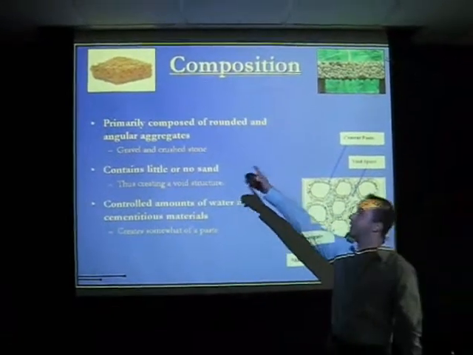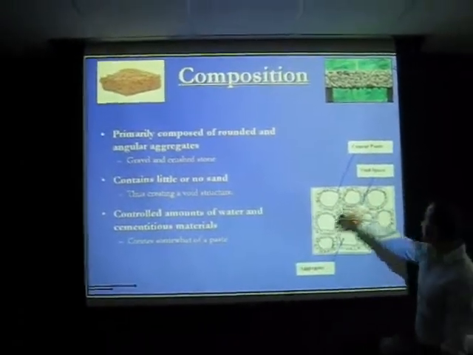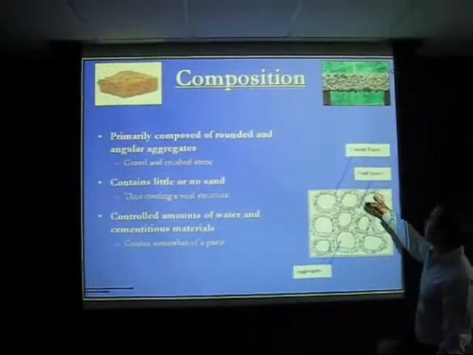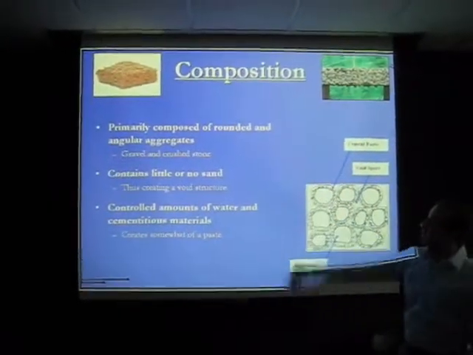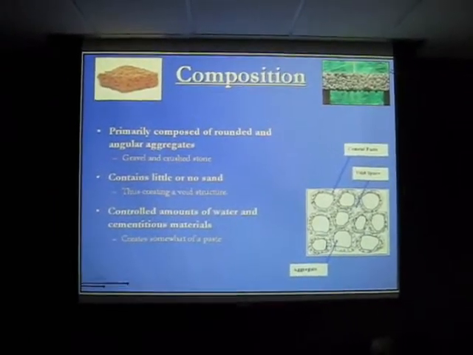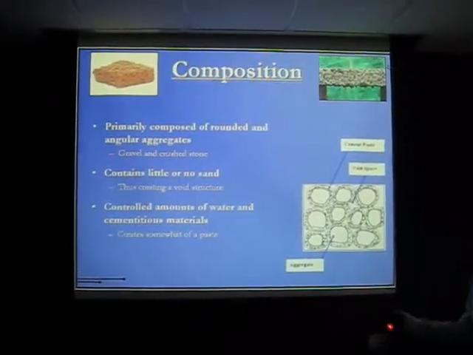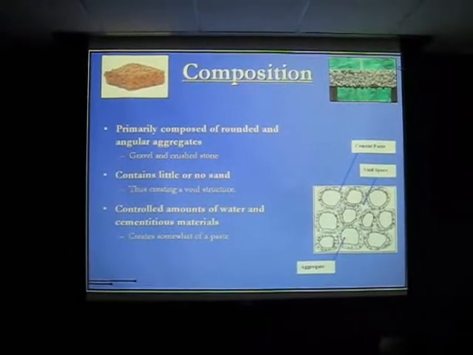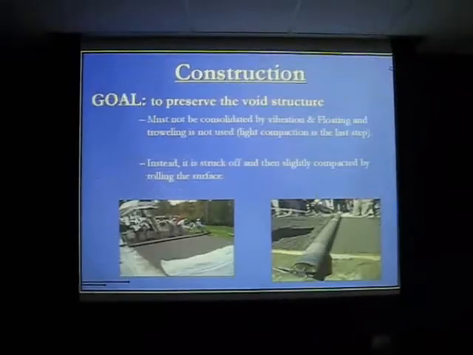Composition basically looks like a big Rice Krispie treat in the left-hand corner. You can see the basic composition, the aggregate, void space, and cementitious material that goes around it. It's basically composed of rounded or angular aggregates, contains little or no sand, which is very important for the voids, and controlled amounts of water and cementitious material are used to create a paste.